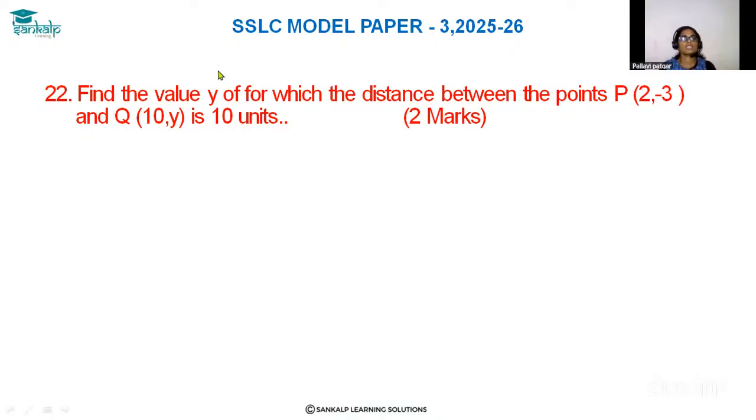Hello everyone. Look at question number 22. Find the value of y for which the distance between the points P(2, minus 3) and Q(10, y) is 10 units. You have to find the value of y. So here use the distance formula. The distance between the two points (x1, y1) and (x2, y2) is given by the formula.